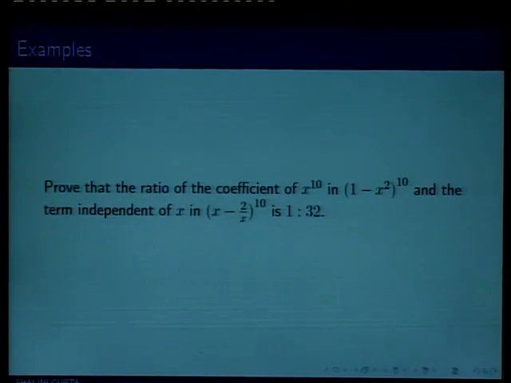Okay. So, next is, suppose we have to prove that the ratio of the coefficient of x raised to power 10 in (1 minus x square) raised to 10 and the term independent of x in (x minus 2 by x) raised to 10 is 1:32. So, let us see this.